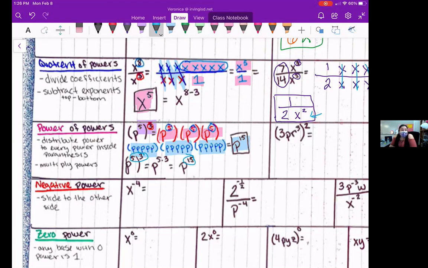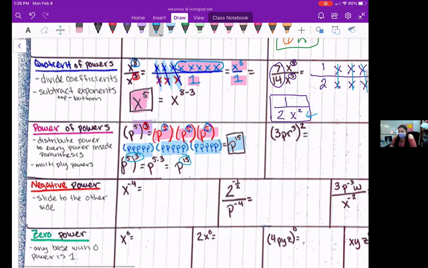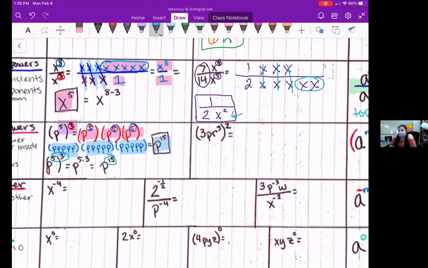Now, you're going to notice that over here in your little helpful guide, I put distribute power to every power inside parentheses. Everything inside the parentheses has a power. Everything, even if you do not see one. Okay, so for this next example, you're going to see parentheses 3pr cubed parentheses squared. I know this is power of a power because I see parentheses with the power on the outside. Okay, so this is power of a power.